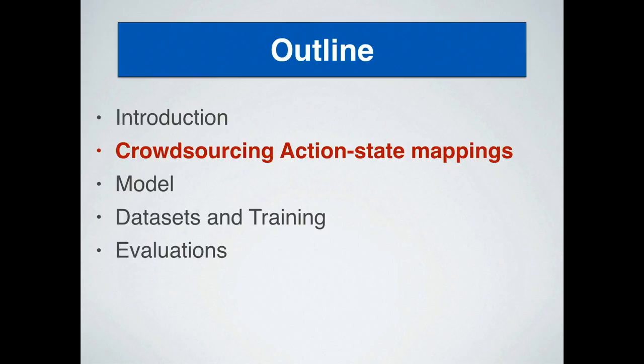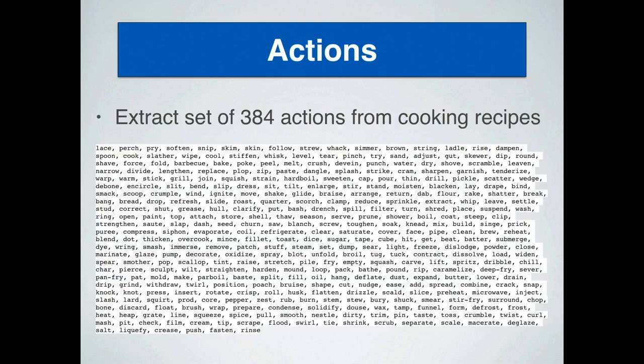And we're sort of going to do this in a two-step process. First, in order to develop a neural architecture that can learn these effects that actions have on entities, we're going to crowdsource a set of action state mappings. And then we're going to see how we can use this crowdsourced information to learn the parameters of a neural network that is structured to capture the inductive bias of how actions affect state changes in entities.